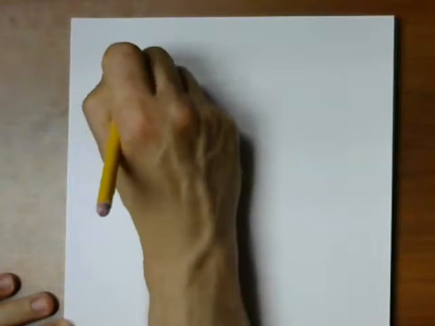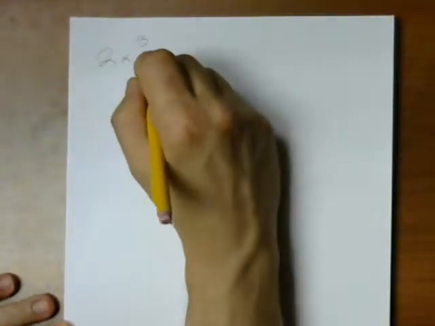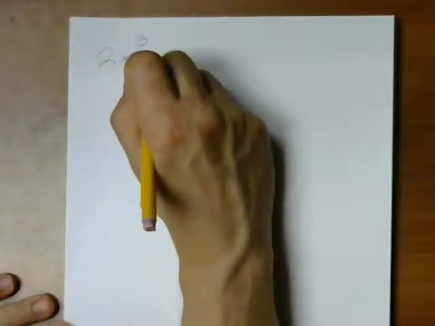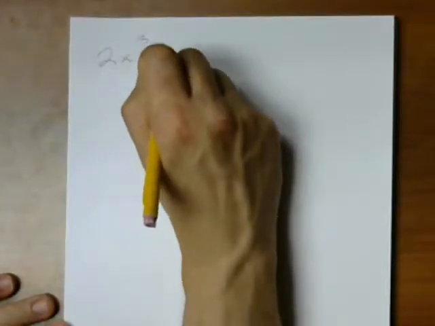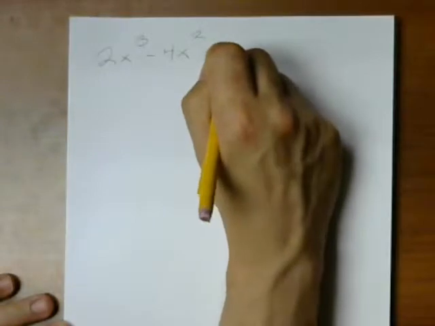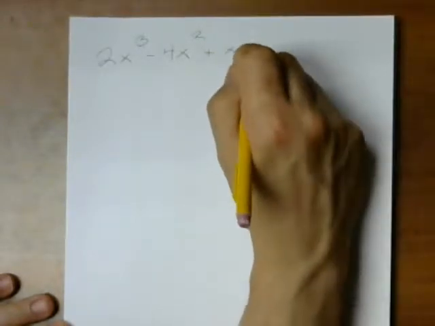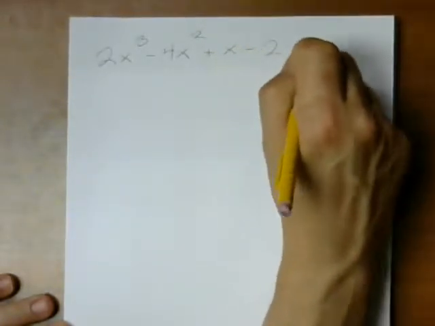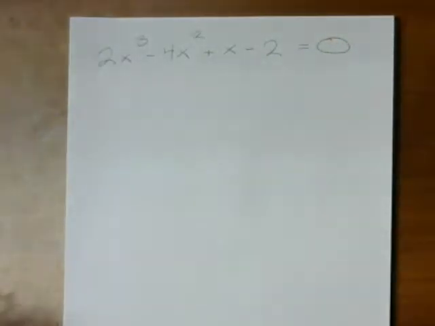Okay, so I want to look at another technique, something that we're going to call factoring by grouping. And let's come up with an example. Let's say we have 2x cubed minus 4x squared plus x minus 2. And we want to factor and we want to solve.